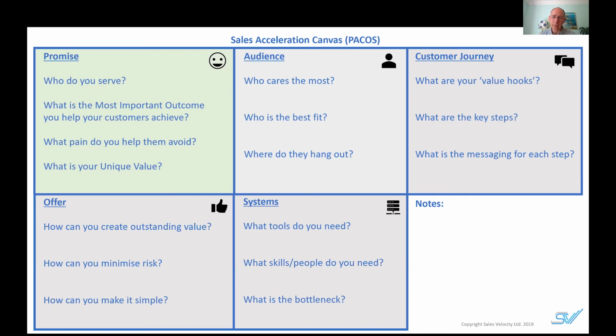You need to think about what tool is going to help you the most. Do you need a CRM system? Do you need an email autoresponder? Do you need a LinkedIn Sales Navigator account? What skills and people do you need? Do you need someone who's good at copywriting? Do you need someone who's good at producing an animated video? All of these things might be part of your customer acquisition process. So you need to make sure you've got the right systems, the skills, and the tools to operate that process effectively. So that's the sales acceleration canvas.